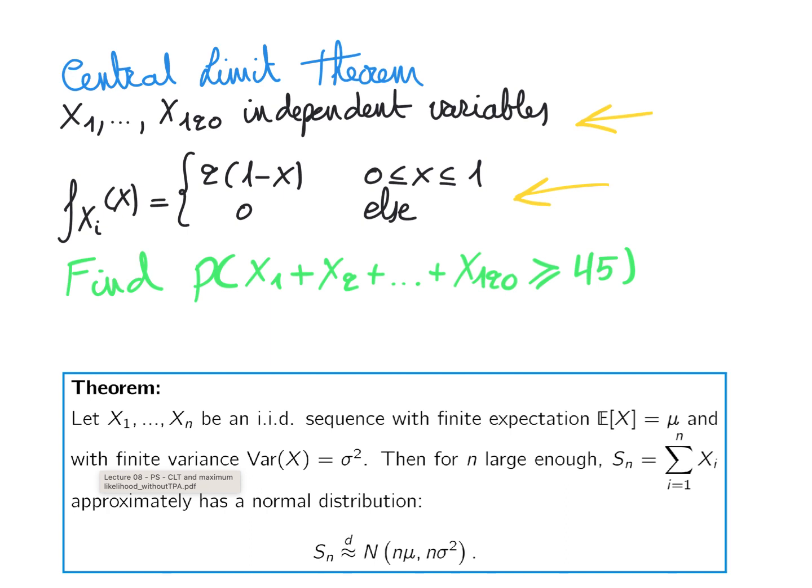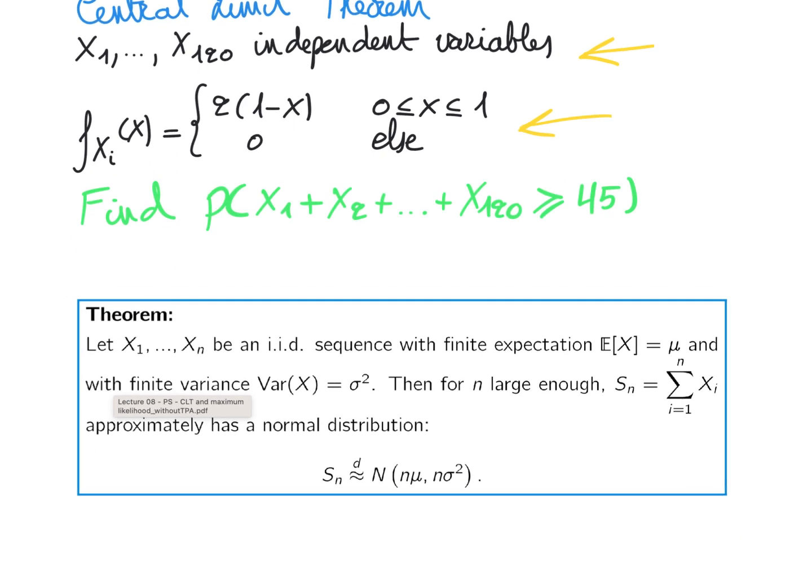What is the question that we want to solve? Well, you see it here in green. We want to find the probability that the sum of all these variables is at least 45. And well, we're going to use the central limit theorem for that. You see the theorem that we're going to use here on the screen.